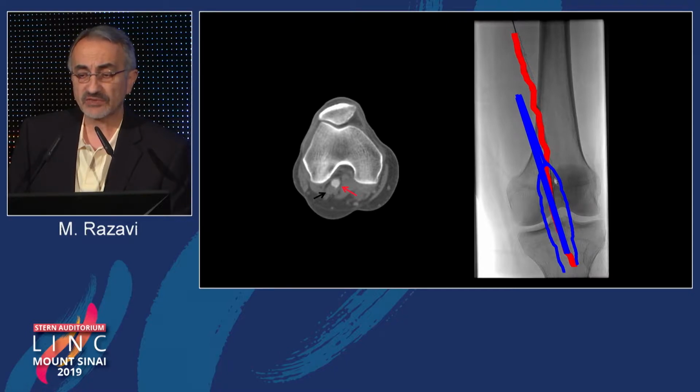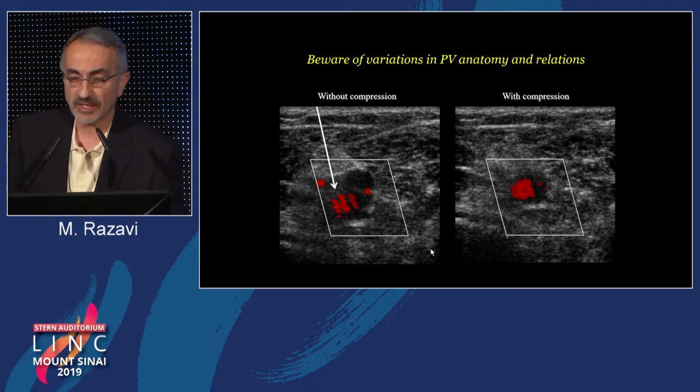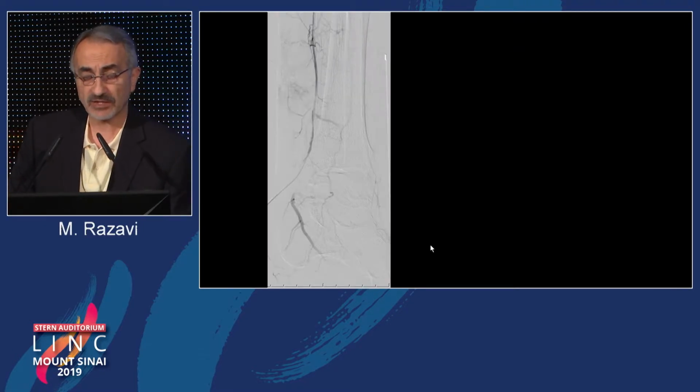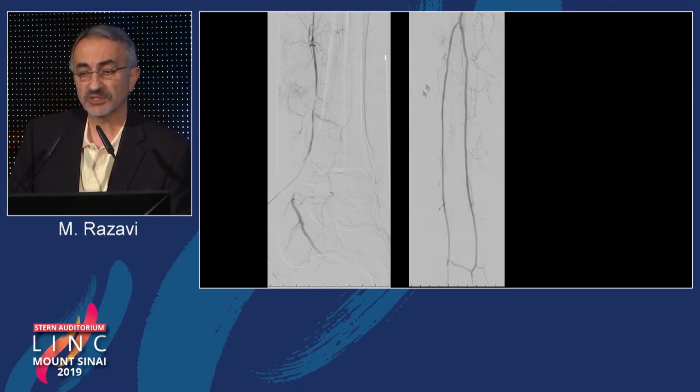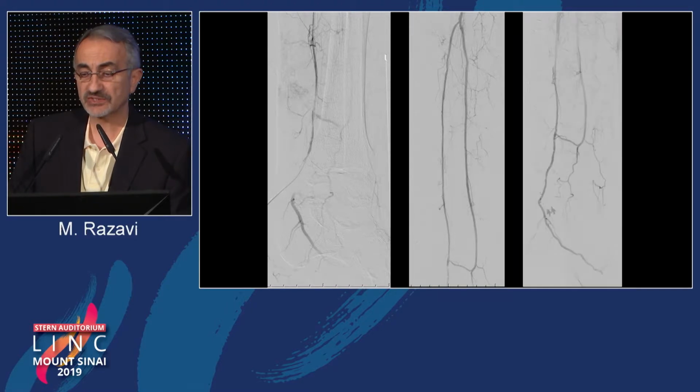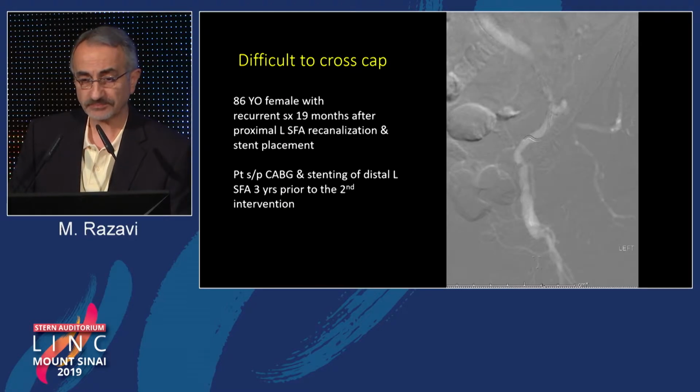Now, if the SFA is occluded all the way down to the popliteal in this area, then we would typically approach those through the tibials. And this is one such case. As you can see here, once you get an access, this is only a catheter and a wire. This is a support catheter and an 014 wire. You still could lose flow temporarily, but this is after revascularization, and you can see that the spasm has resolved.